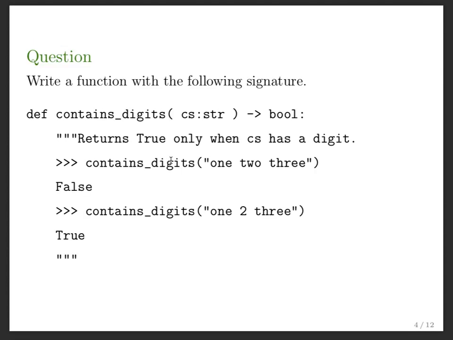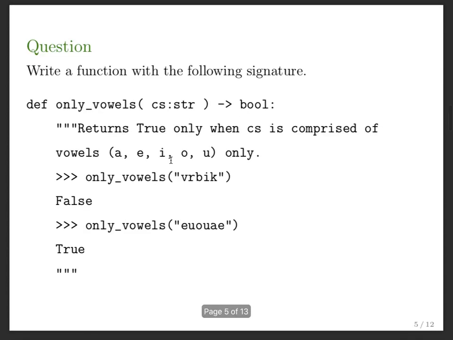Okay, so write a function with the following signature. Returns true only when cs is comprised of vowels. Right, so only vowels, verbic is false, because I have one vowel in my last name. It's very close though.